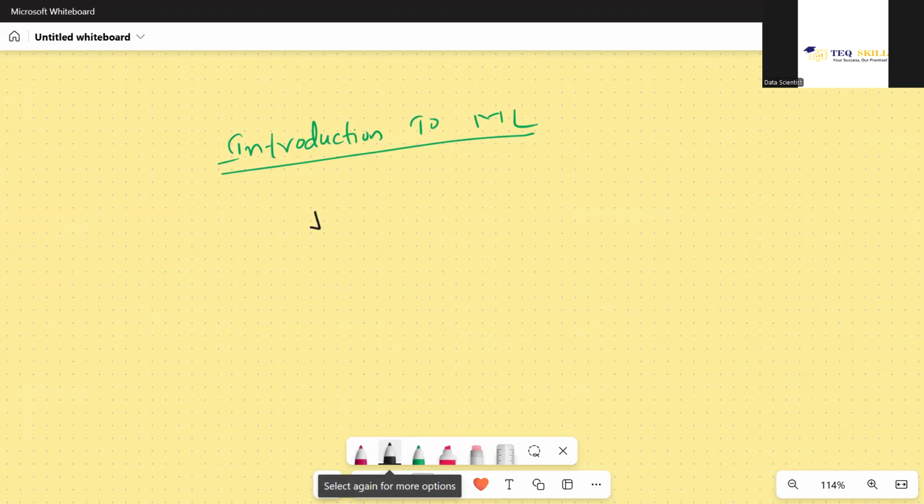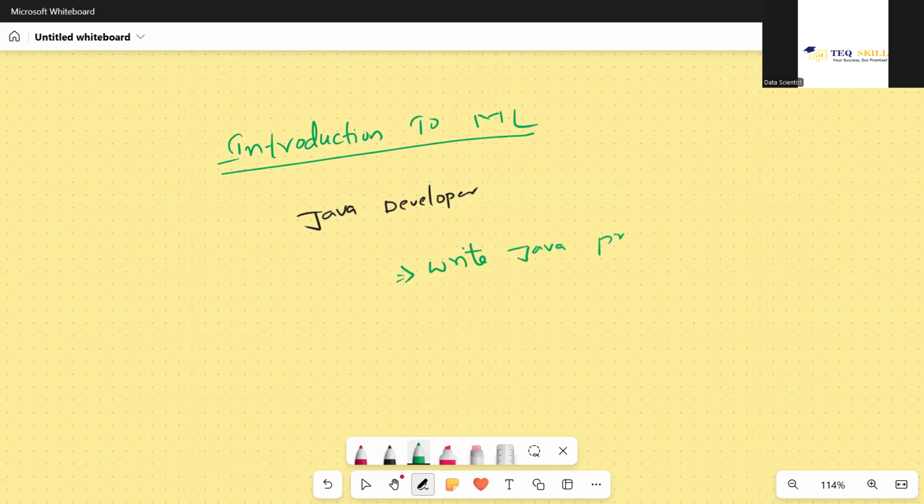Let's consider you are a Java developer. Let's think about yourself only. Now I have given a task: write a Java program to solve the factorial of a number. This is a small thing actually. Write a Java program to solve the factorial of a number.